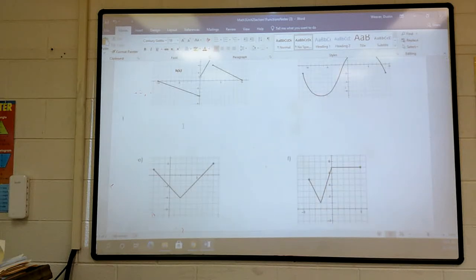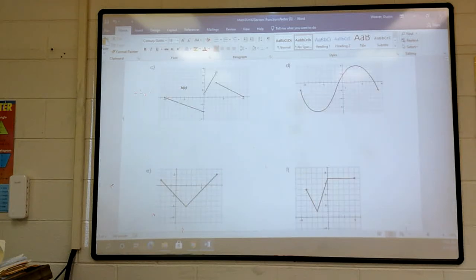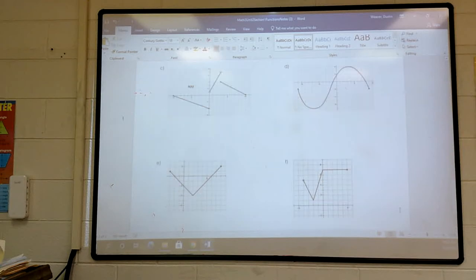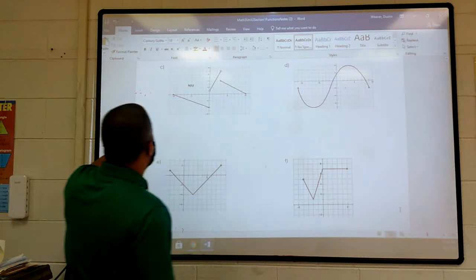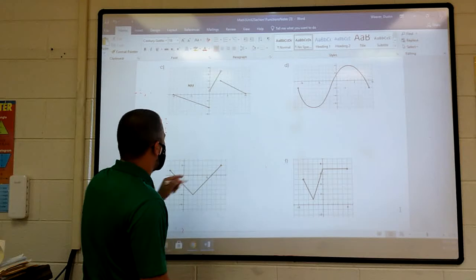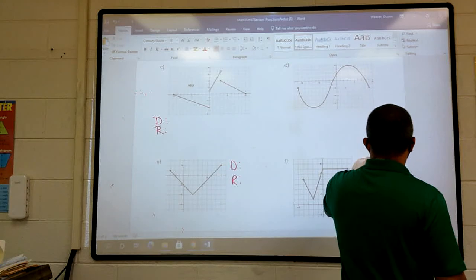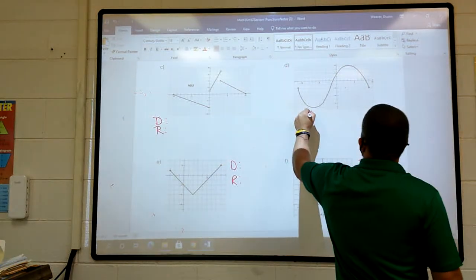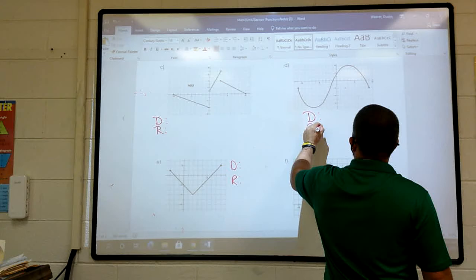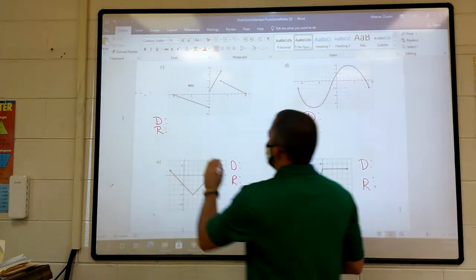So let's pull those 4 up. I'll zoom out just a little so we can get them all on the same page. There we go. All right. So for each one, I'm going to kind of abbreviate this. We're going to put the domain, the range, and then we'll do the intervals. Domain, range. All right. So let's look at C. What is the furthest that it goes to the left?